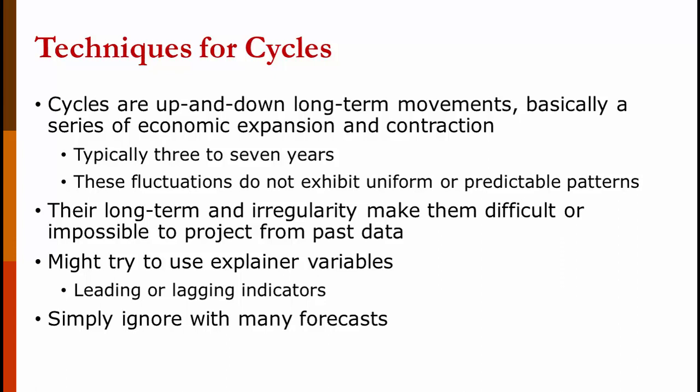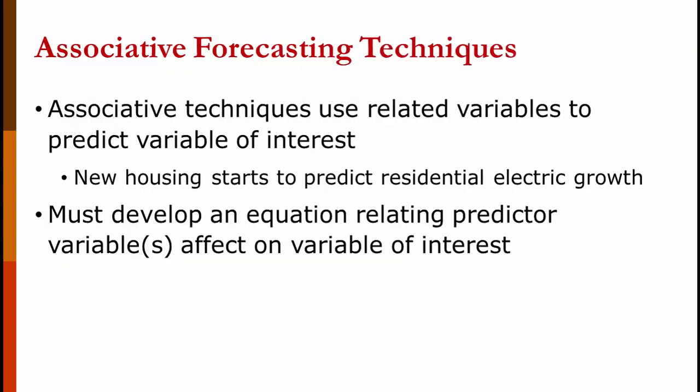If you have an explainer variable or a leading or lagging variable, you might be able to use them, but that's not typical. I have mentioned this before, but associative techniques use related variables to predict variables of interest. The example I gave earlier was using new housing starts to predict carpet sales. At Georgia Power Company, we used new housing starts to predict increases in residential electric sales.